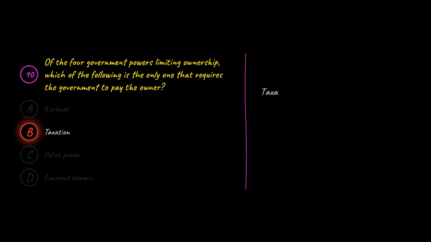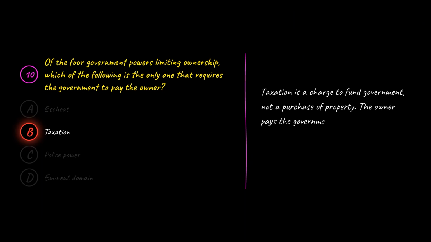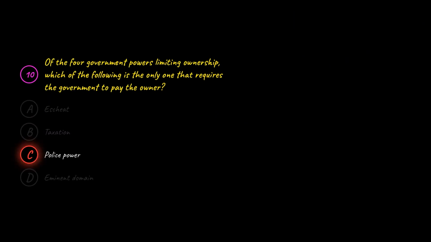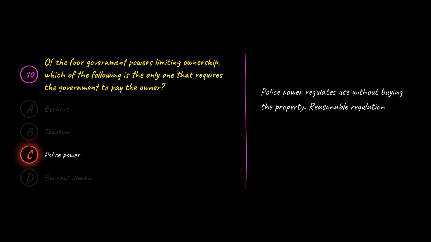B is wrong because taxation is a charge to fund government, not a purchase of property. The owner pays the government rather than receiving payment, so taxation involves no compensation to the owner. C is wrong because police power regulates use without buying the property. Reasonable regulation requires no payment unless it goes so far as to destroy essentially all economic use of the land.